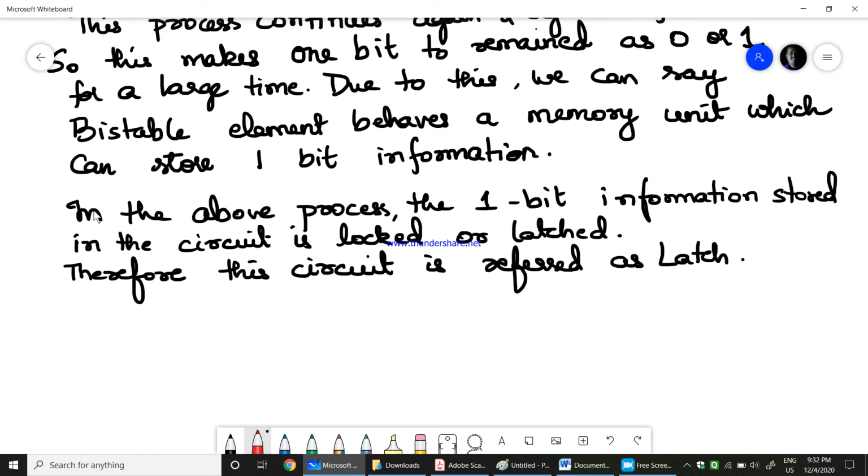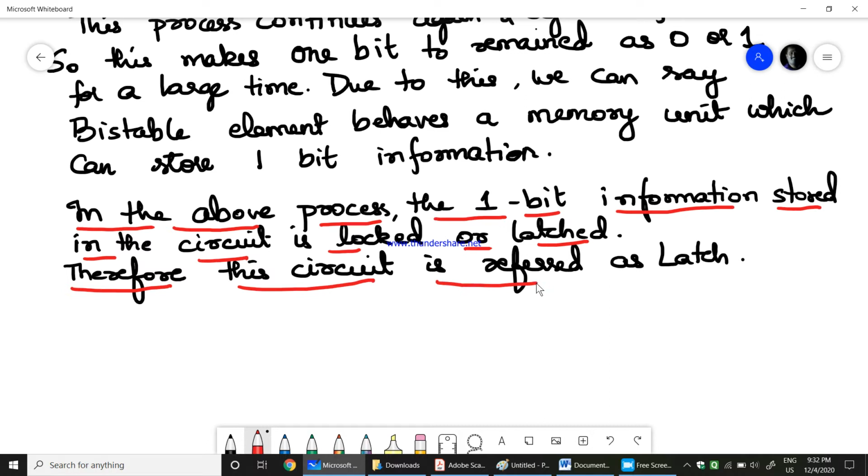Okay, so I hope you got this. In the above process we saw A was equal to 0 or A was equal to 1 whenever we assumed A equal to 0 or A equal to 1. So it remained 0 or 1 for a longer time. That makes the 1-bit information get locked or latched for a certain time. Such circuits which make 1-bit information locked or stored are normally referred to as a latch. Okay, latch is what we come across with.